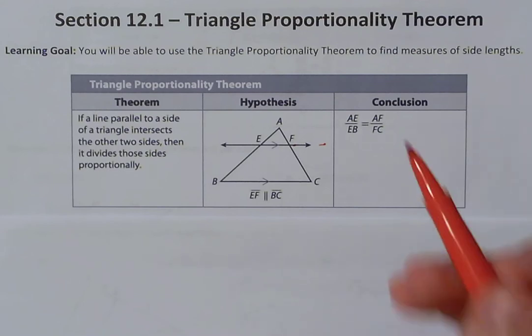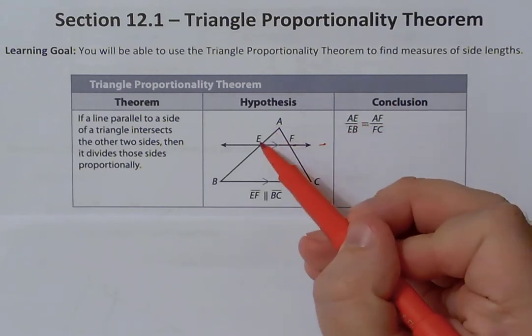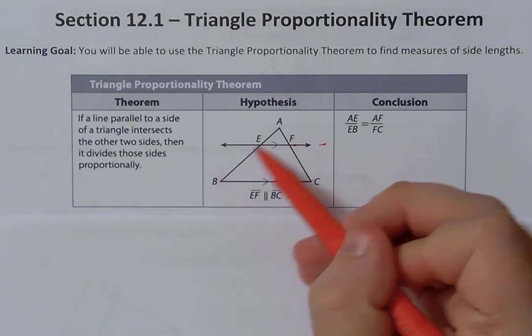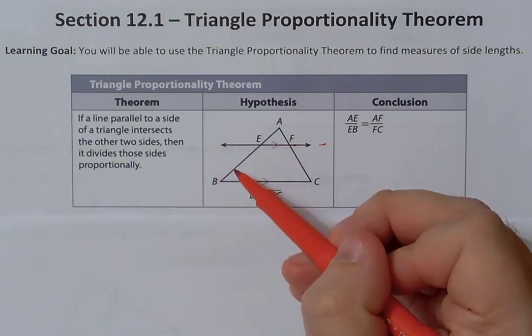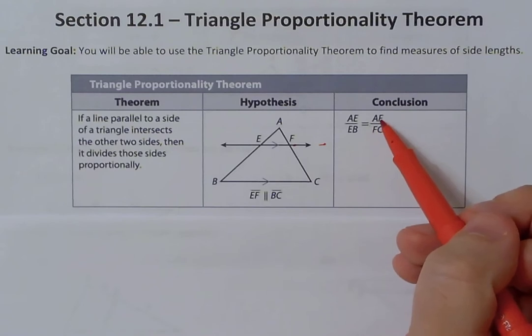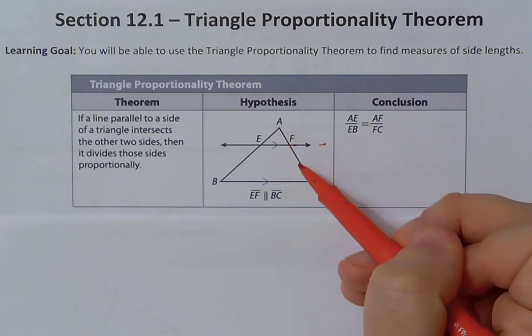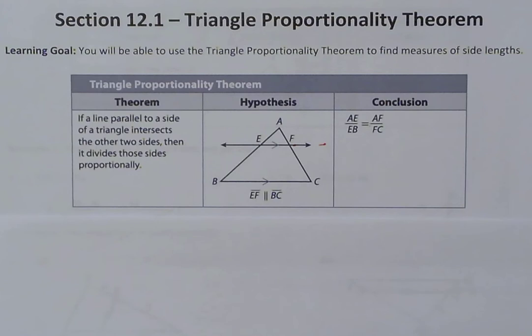In conclusion, that means that I can set it up as AE over EB, so small over large on the left side, equals AF over FC, small over large. So you can take a side, if it's been cut into two different parts, you can take the smaller over the larger and set it equal to the smaller over the larger, or larger over small equals larger over small. So that is what the Triangle Proportionality Theorem states and allows us to do.